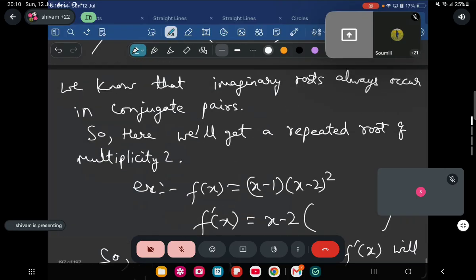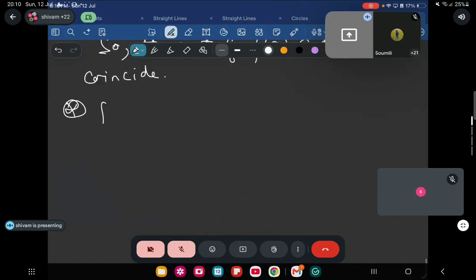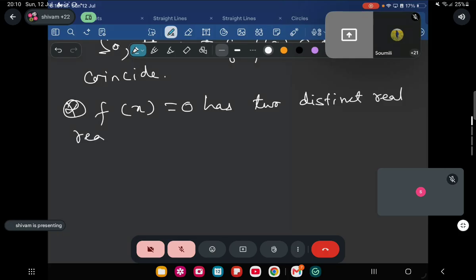Next. f of x equal to 0 has two distinct real roots x1 and x2 in the following cases.